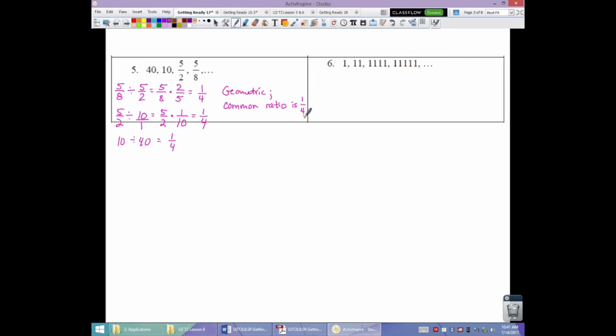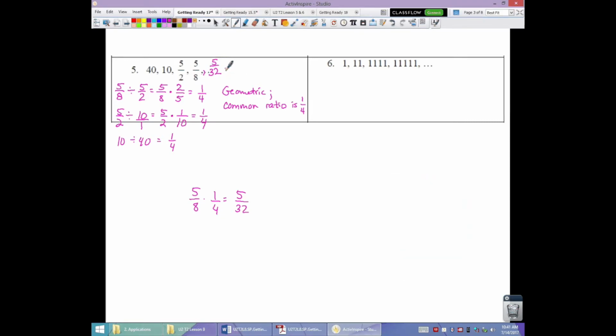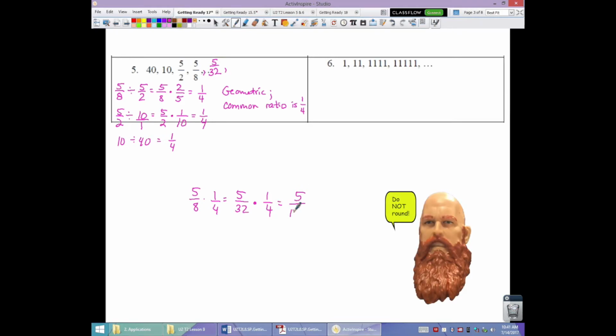Okay. If we continue that, we're going to take the 5/8 times 1/4. So let me go over here on the side. 5/8 times 1/4, that's 5 over 32. We can't simplify that. We certainly don't want to try to make it a decimal. So 5 32nds. And then that number times 1/4 again would give me 5 over 128, which again does not simplify.